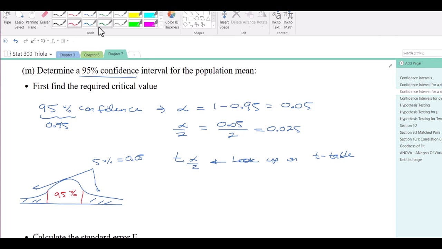And when we're looking at just one tail, this is my alpha over here. Alpha is 0.05 together, so one tail will be alpha over 2. That means the area on this tail is 0.025. That's what we are doing when we're trying to find our critical value for just one tail. So let's look up the t alpha over 2 in our table.